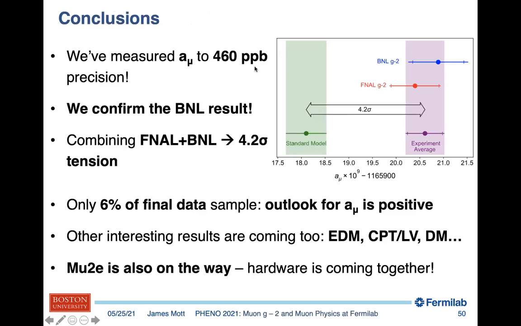Okay, so that's me done. Just to conclude, we measured a_mu to 460 parts per billion. We confirmed the Brookhaven result after 20 years. You can combine them and you end up at 4.2 sigma. It's only 6% of the final data sample, so the outlook for a_mu is very positive. And there are other interesting results coming too for an EDM, CPT and Lorentz violation, and dark matter searches. And Mu2e is also on the way. This hardware is really coming together now.